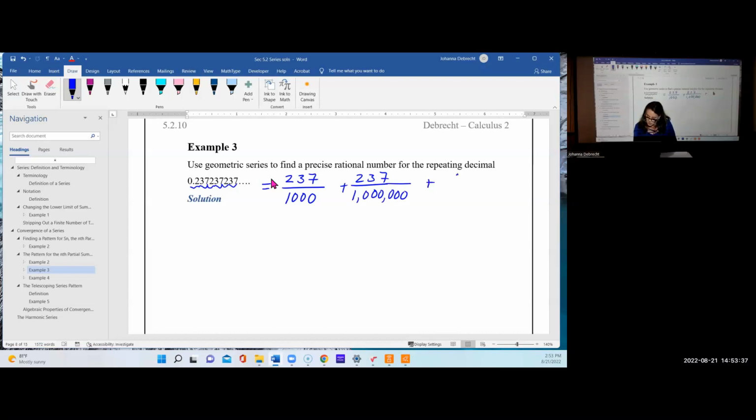And then the next one, of course, would be another 237, but this would be over a billion. We would have to have 9 zeros following this one. And the pattern repeats, okay? So we could have another 237 over 10 to the 12th. We would need 12 zeros. So this is our repeating pattern. Notice the 237 is common to every term. That makes it a common factor. So we're going to factor the 237 off. So this leads to 237 at the front. And then we have 1 over 1,000 plus 1 over 1 million plus 1 over 1 billion, and so on.